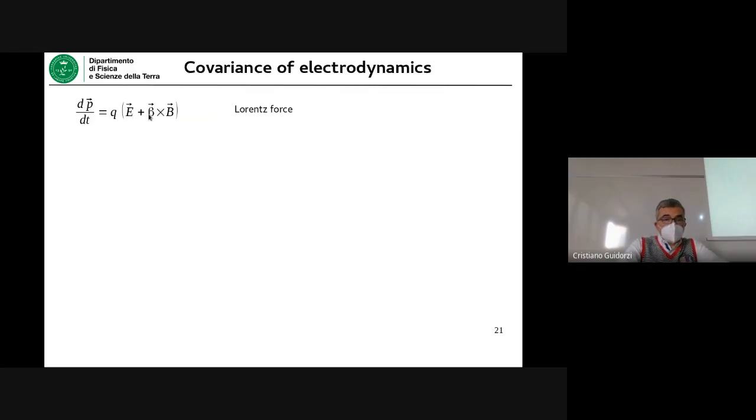Of course, this is just the Coulomb term plus the Lorentz force in the lab frame in which the particle has a given beta. Beta is its velocity over c. Now, of course, expressed in this way, this is anything but covariant. When you change the reference frame, everything changes here.